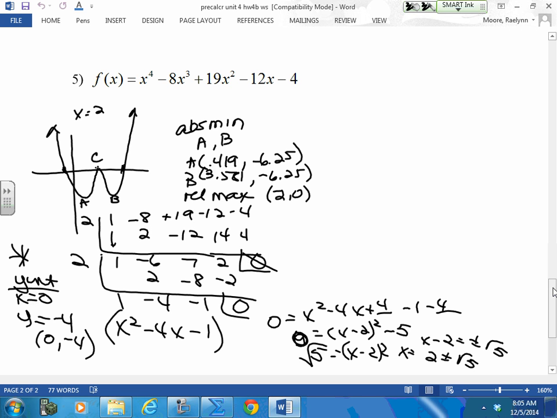Okay, let's do increasing, decreasing. The y value is decreasing. From where? From my x is -infinity to that A point. Just keep going with it and fill them in. Then my y is increasing from where? From this x value to the C x value.